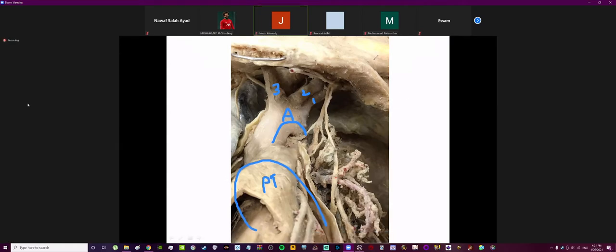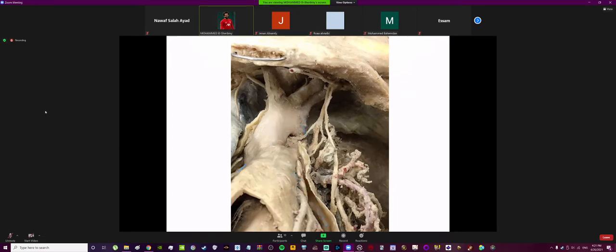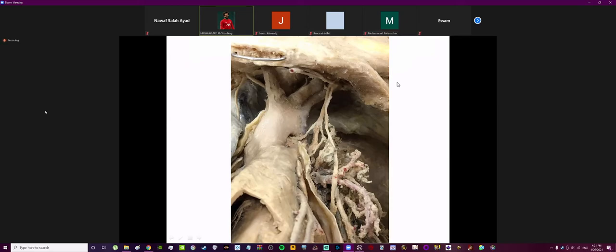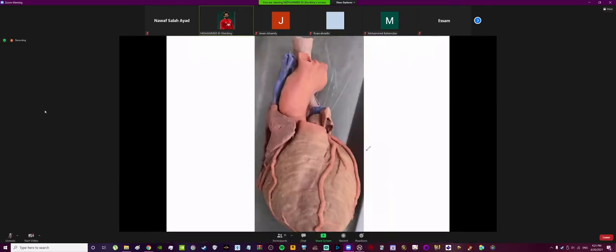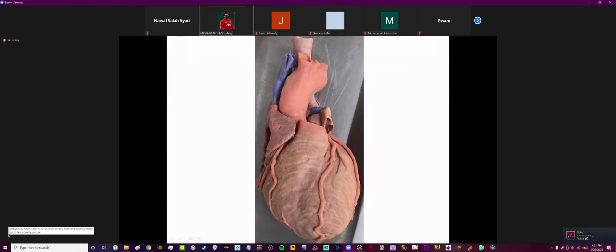Every slide I will specify some specific point. Here, this is the external features of the heart. We have to know the arteries here: what is the name of the artery and what is the origin of this artery or the vein, and also specific parts of the external features of the heart.